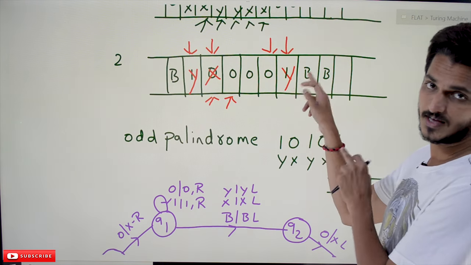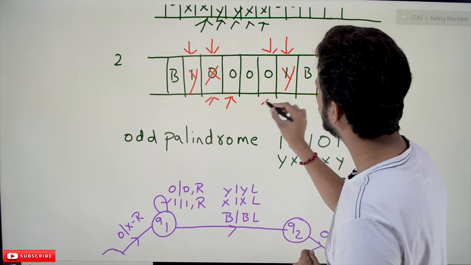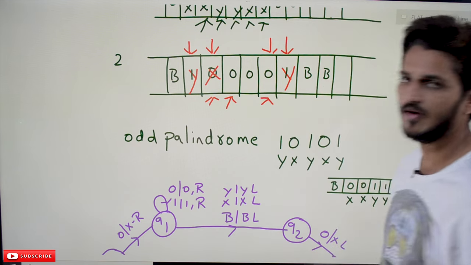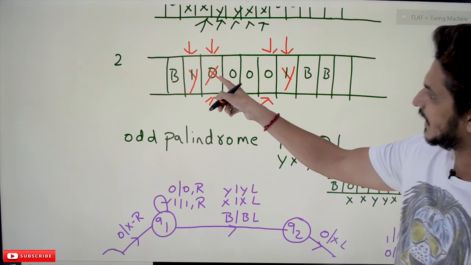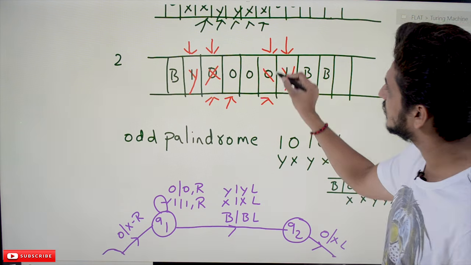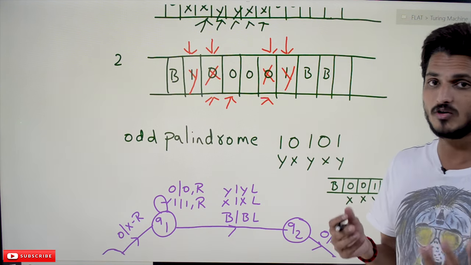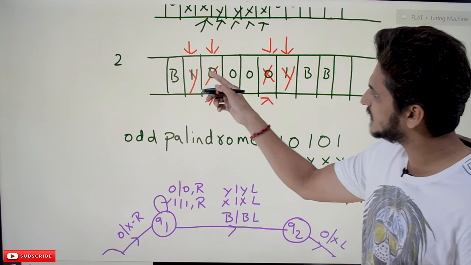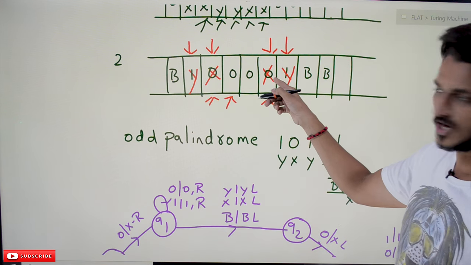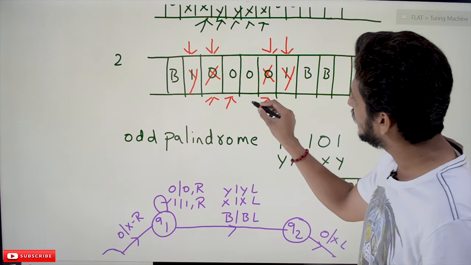Whenever you find y or x, keep it as y and move left. So the x we have found. Now we are at this position. If it is 0, convert it into x. So how many input symbols up to now have we converted? First input symbol, second input symbol, last input symbol, and the last-but-one input symbol. Now from here we are moving back.